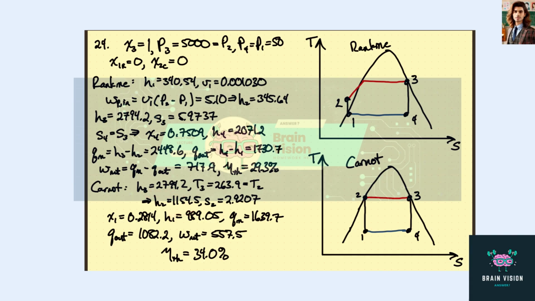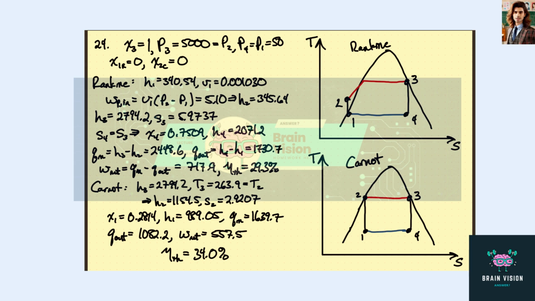What did I say? 3 minus 2. Oh no, that's the heat in. Yeah, that's this one. Out is the enthalpy here minus here. So we have this value and this value, and then the net work is the difference between this and this. So that's 557.5 kilojoules per kilogram. And then the thermal efficiency is this divided by this, and for the Carnot cycle, we get a thermal efficiency of 34.0%.